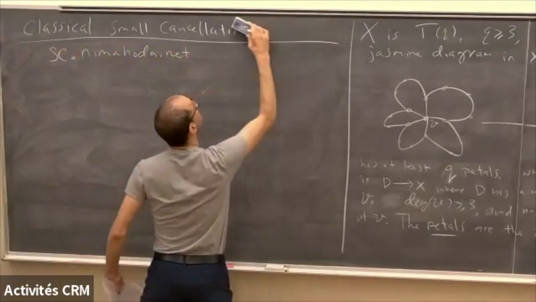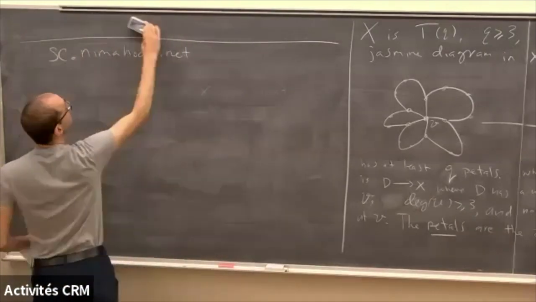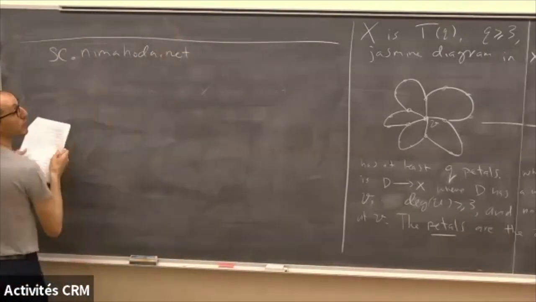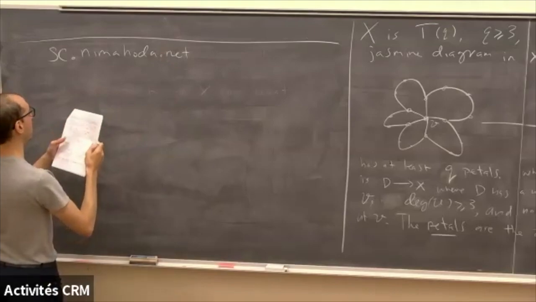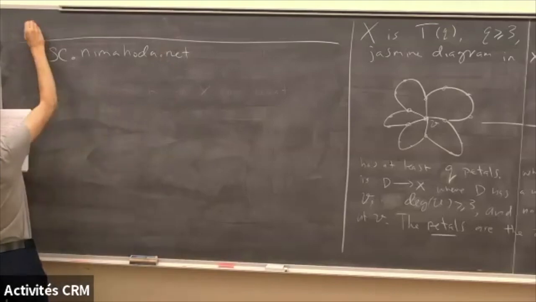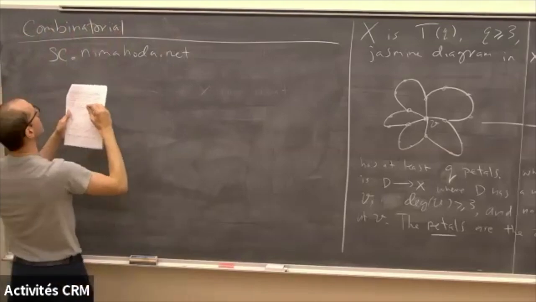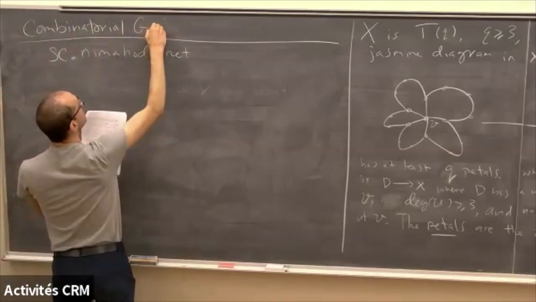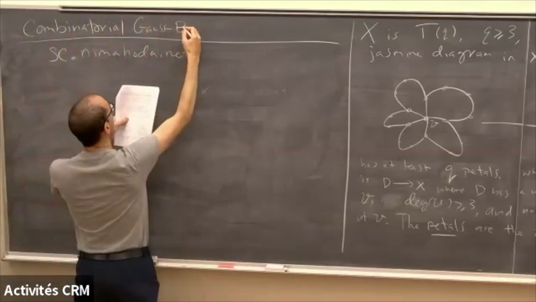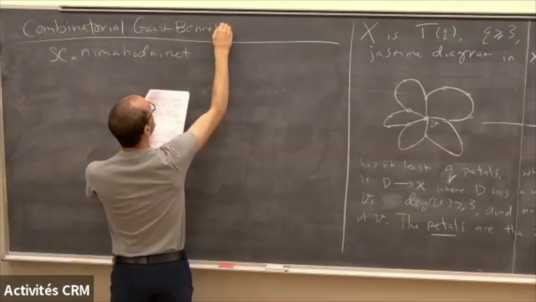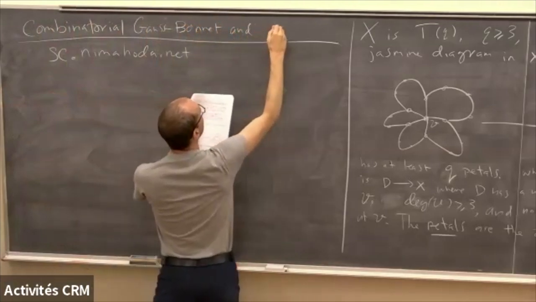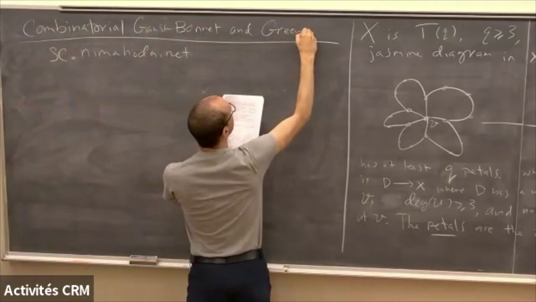So next topic. Well, what do we get when we have a CPTQ complex? I'm going to tell you about the combinatorial Gauss-Bonnet theorem and Greendlinger's lemma.